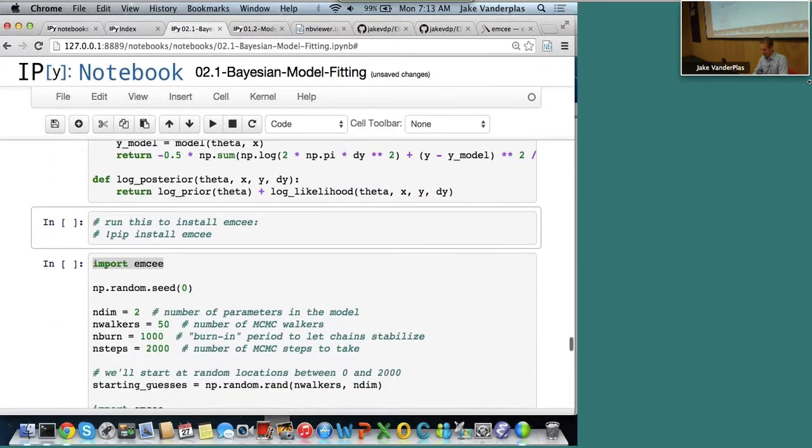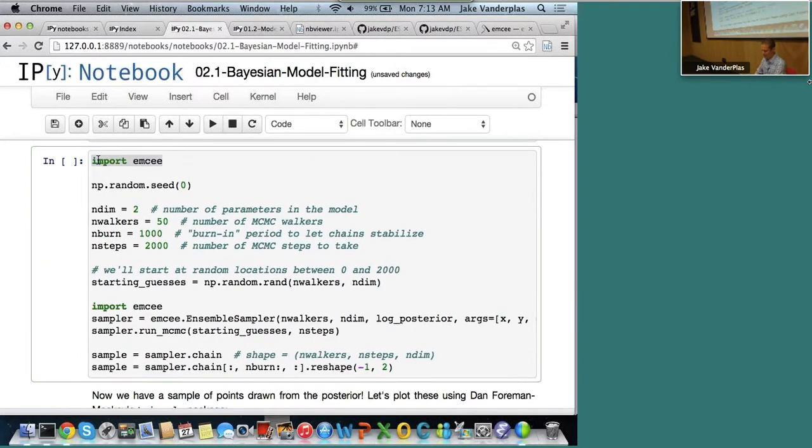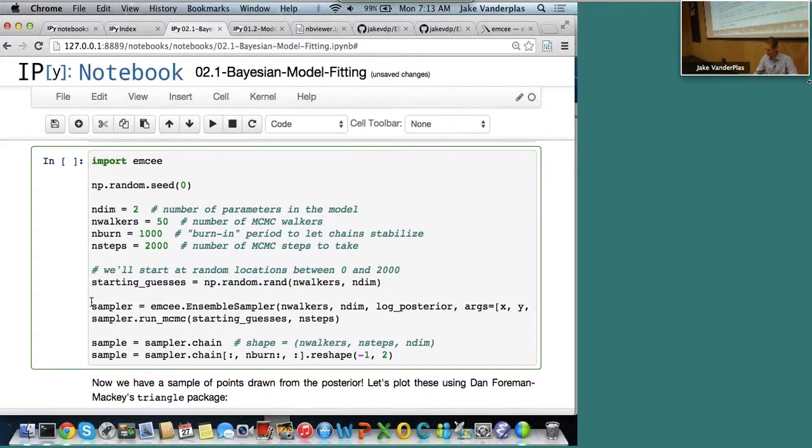So defining that, now the way the MCMC sampler works, you can read through the details, but we're basically taking a number of starting guesses, and from the starting guesses, this procedure goes through and generates points that are distributed according to this posterior, according to this distribution.